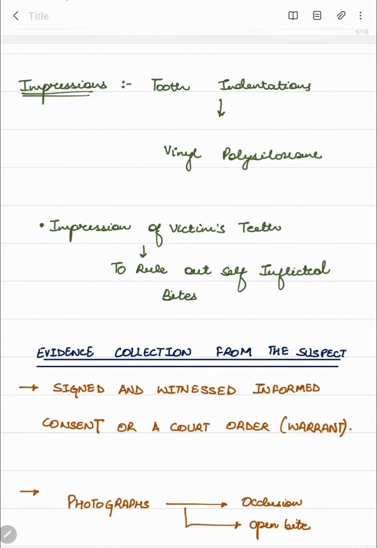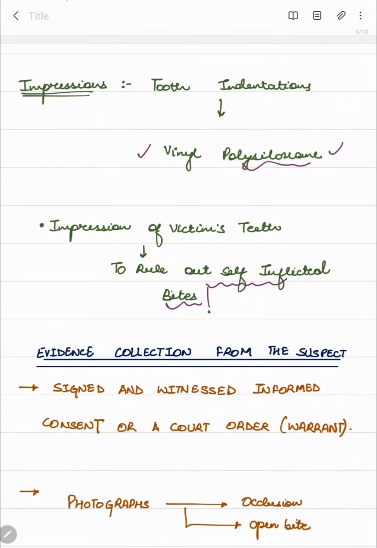Now the impressions of the bite marks should also be recorded from that tissue surface only, right? So the tooth indentations that are present over the bite mark should be recorded with vinyl polysiloxane, right? This is the material of choice, and this material may be reinforced with dental stone or acrylic or impression compound to prevent dimensional change. Also, the impression of the victim's teeth is very much important to rule out self-inflicted bites.